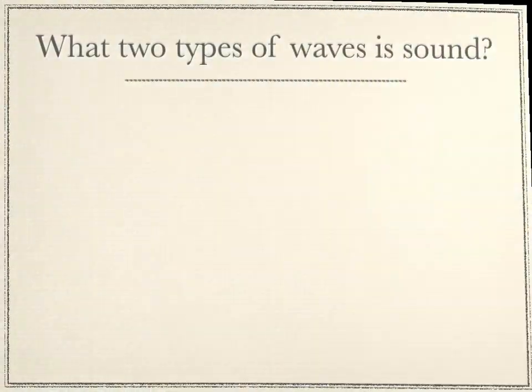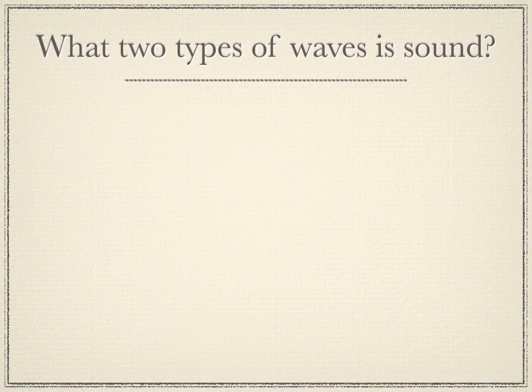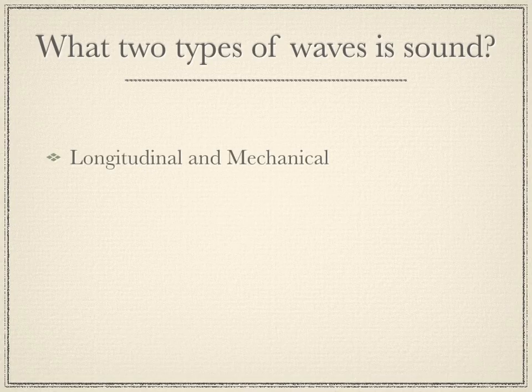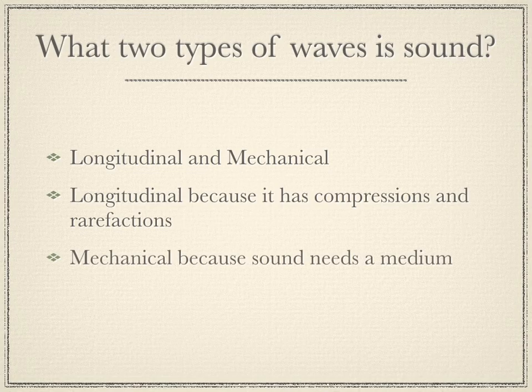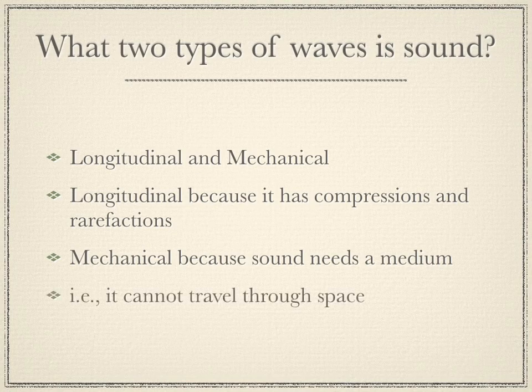Our first question was, what two types of waves is sound? Of course, sound is both a longitudinal and a mechanical wave. It's called a longitudinal wave because it has compressions and rarefactions. It's called a mechanical wave because it needs a medium. That means it can't travel through space.